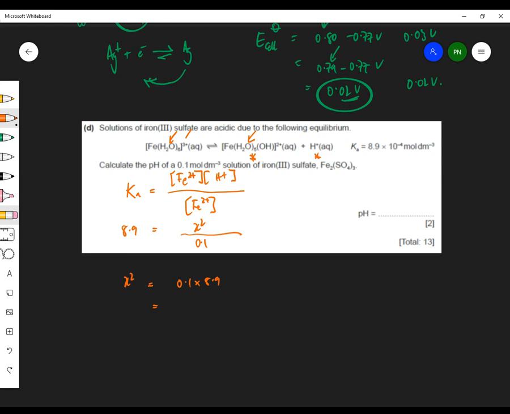Is my calculator working yet? It kind of is. It's very faint. Oh, gosh, this isn't 8.9, is it? It's times 10 to the minus 4. So 0.1 times 8.9 times 10 to the minus 4 is equal to that. Very small number, I can barely see. Square root is equal to, I think, 9.43 times 10 to the minus 3. So this is H+, and then I've got to get the log of that, and it's minus 2.03. Now I know this is wrong, by the way.